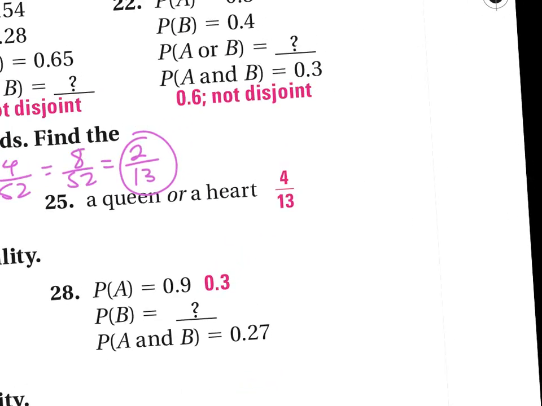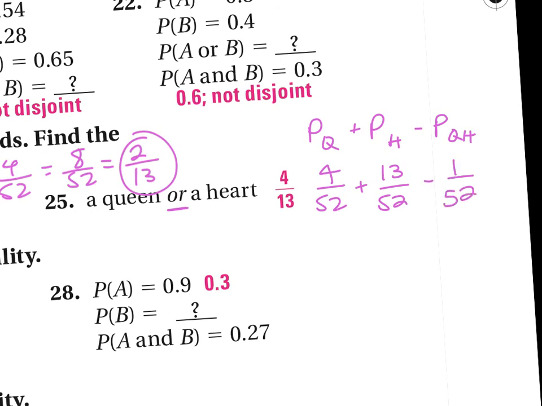A queen or a heart. So this is an or statement with an overlap. Something can be both a queen and a heart. So you would do the probability that it's a queen plus the probability that it's a heart minus the probability that it's a queen that is a heart. So queen, there's 4 out of 52. Heart, there's 13 out of 52. And a queen that is a heart, there's 1 out of 52. So 17 minus 1 is 16 out of 52, which is 4 out of 13.